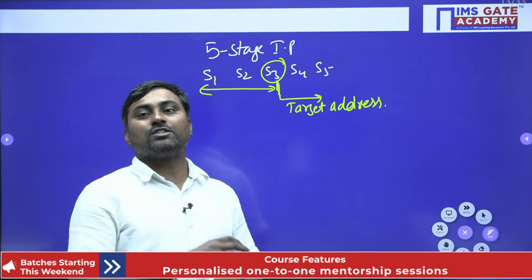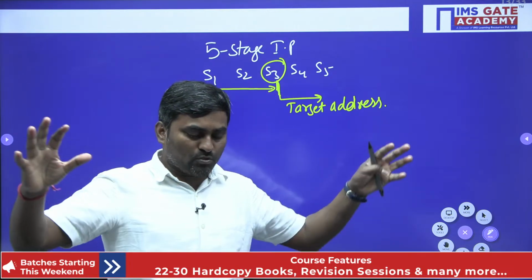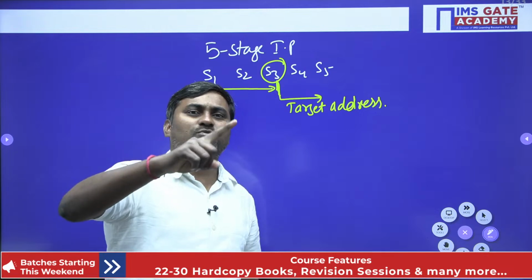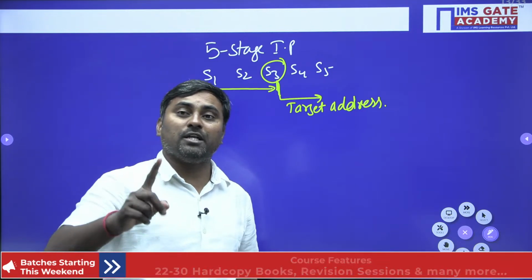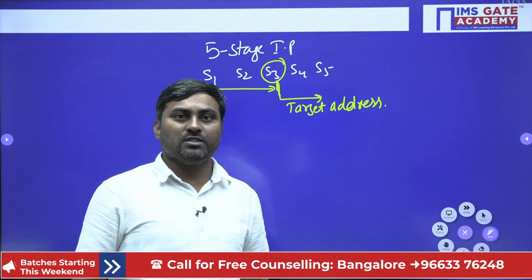Now how many stalls are going to happen? I said, in a kth stage instruction pipeline, suppose the kth stage is the address generator, then k minus 1 stalls happen. Minimum k minus 1 stalls happen. I hope this line is clear.